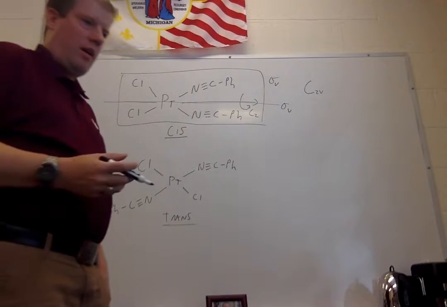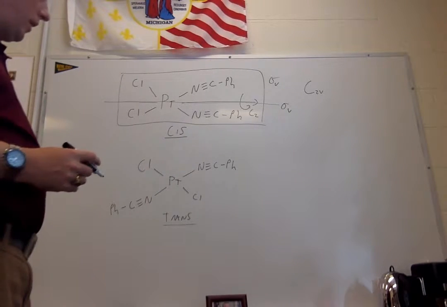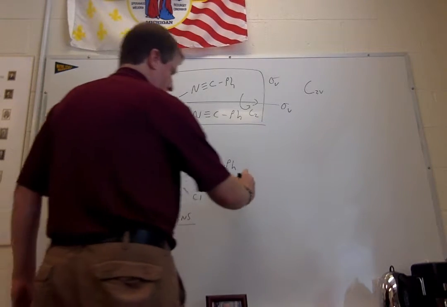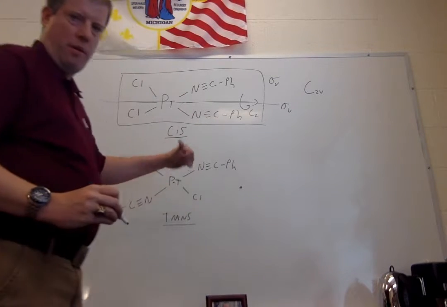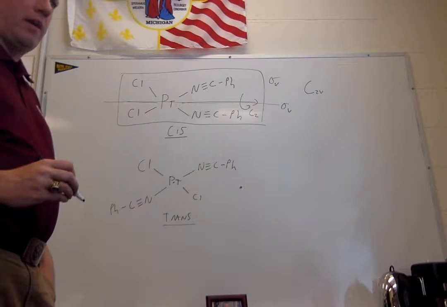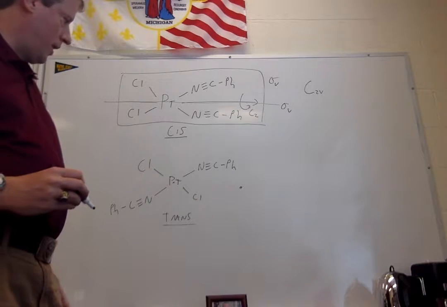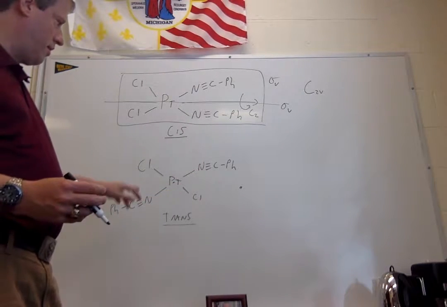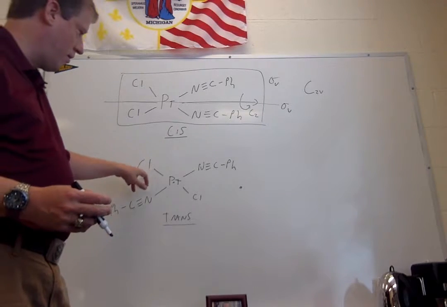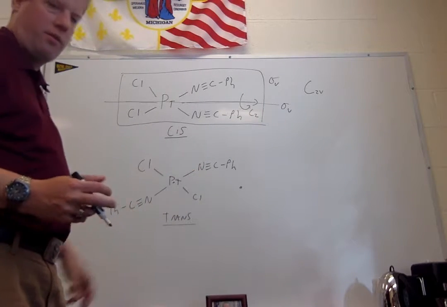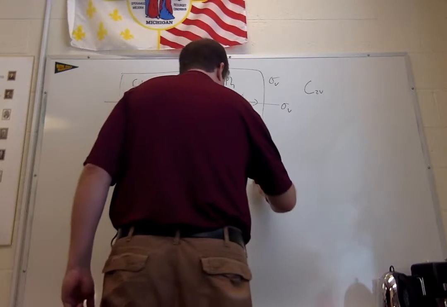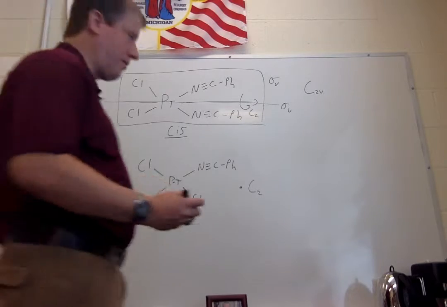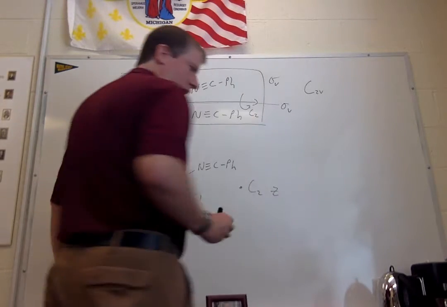Now what about this one? Well, in this case, we actually do have a rotational axis coming in and out of the board at the central platinum. And if you look at that, it's not a C4 axis, but it's a C2. If I rotate this by 180 degrees, these chlorines swap places and these isonitriles do too. And so that is a C2 axis. And again, that's vertical. That's the z axis, coming in and out of the board at you.